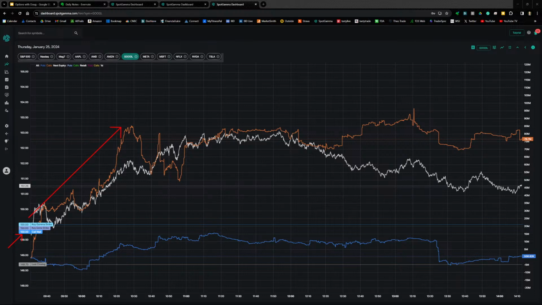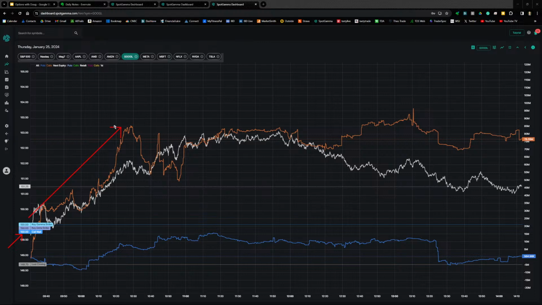Note also, this is a very typical pattern. Aggressive call buyers in the morning, and they take the foot off the gas and price consolidates.